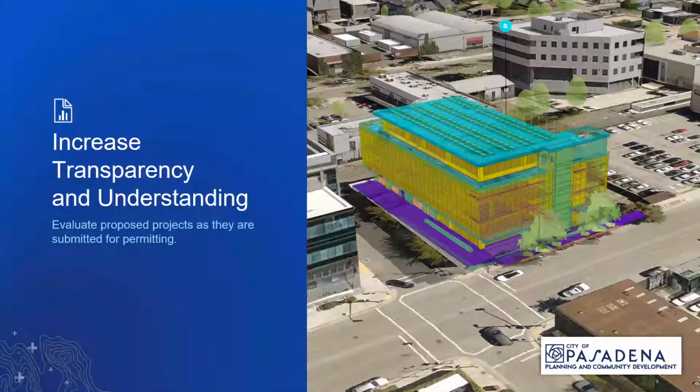ArcGIS Urban can also increase transparency and understanding by evaluating proposed projects as they are submitted for permitting. Here you see an image of the city of Pasadena, who has had a formal 3D model submission policy for new buildings. Now they want to incorporate BIM and other types of 3D models into the project review process, and this can reduce the time necessary to review all the projects.